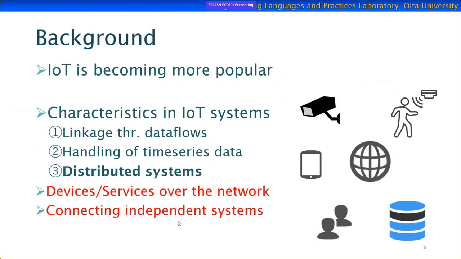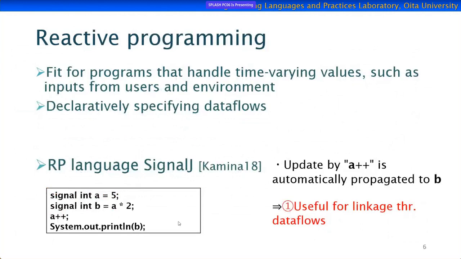The final one is distributed systems. An IoT system consists of many devices and services connected over the network. Sometimes such a system is organized by connecting independent systems. For example, we can create a new service by connecting existing ones. We consider that reactive programming is promising to develop such IoT systems.